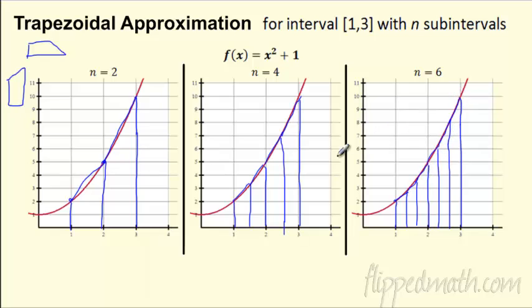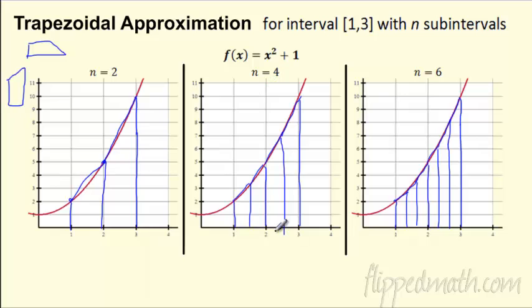So check it out. Even with 2 is actually not too bad. Look at 4 is pretty good, and look at 6 already. It's really great. So this is actually even closer than some of those rectangles we were using. So let's just do one for n equals 4 because you're going to have to do this by hand.